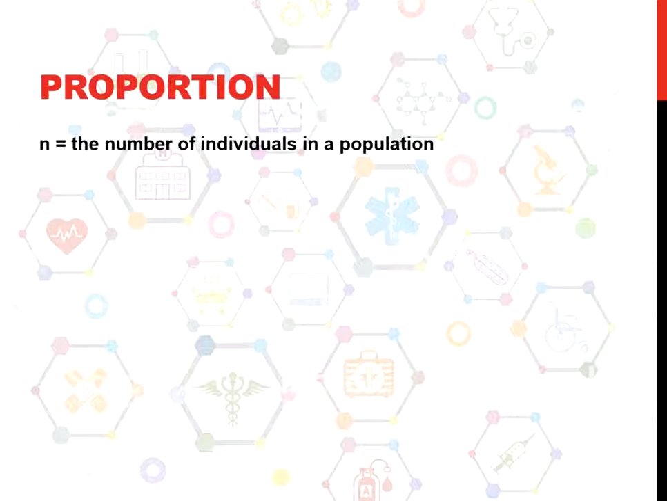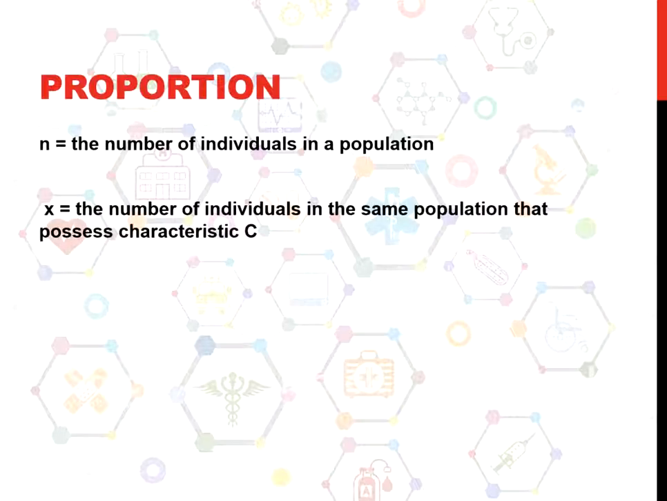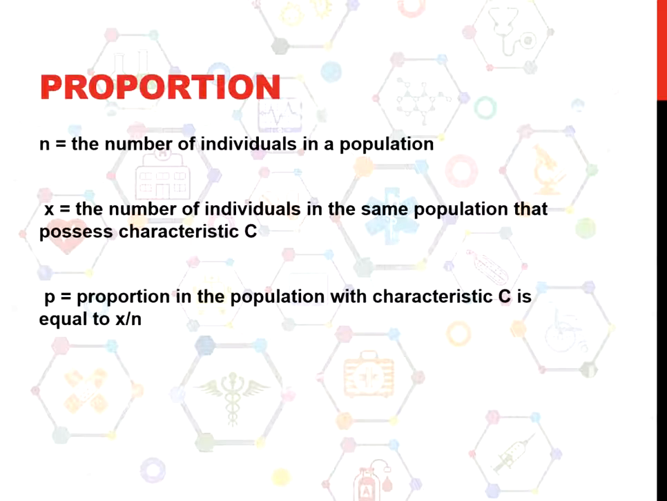Okay, so other symbols is N. N is the number of individuals in the population. X is the number of individuals in the same population that possesses the characteristic C. So yung C or yung X is ito yung hanap natin. So halimbawa, patients with diabetes or patients with dengue. Ito yung hanap natin.